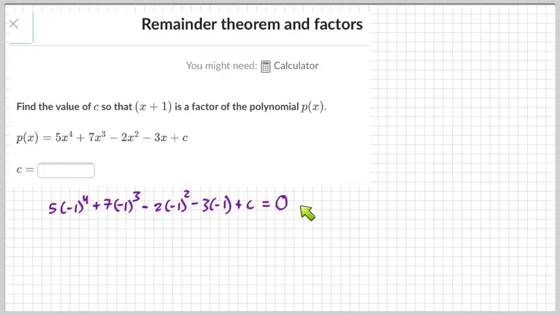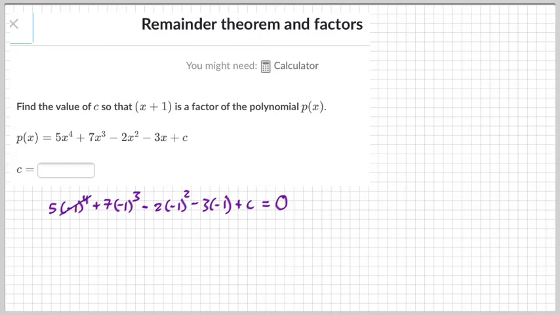Now, why is it supposed to equal 0? How do we know that? Because we're trying to make it so it's a factor. If this is a factor, when I plug in -1, the result should be 0. So now I only have one variable to solve for. I just got to simplify and get the C alone, and then we're gold.